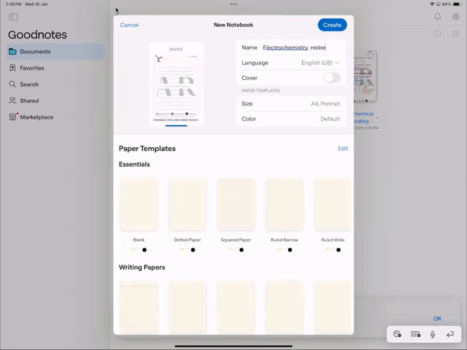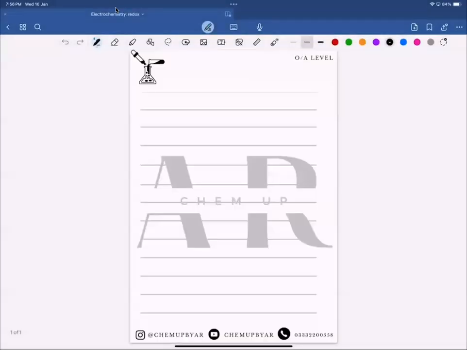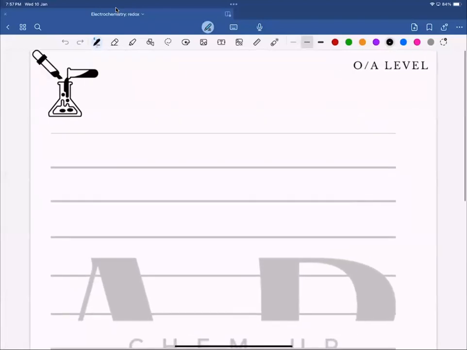So we are going to start the new topic that is the part of electrochemistry, and it is a redox reaction. To do the electrochemistry, it is prerequisite to understand the redox reactions. So in AS level, we have redox reactions, and in A2, we have electrochemistry. So we are going to start with redox reactions today.